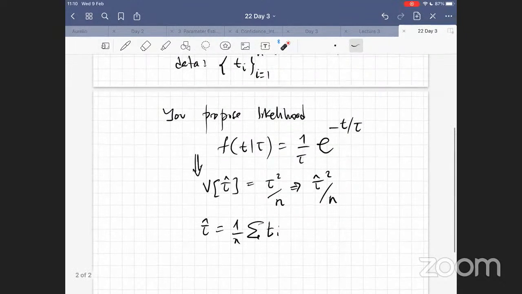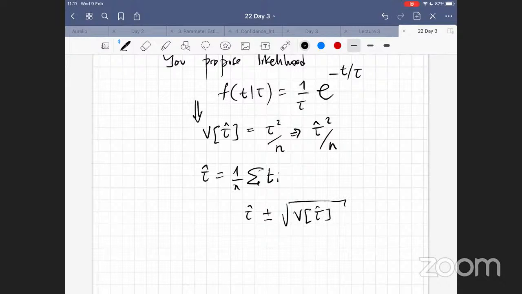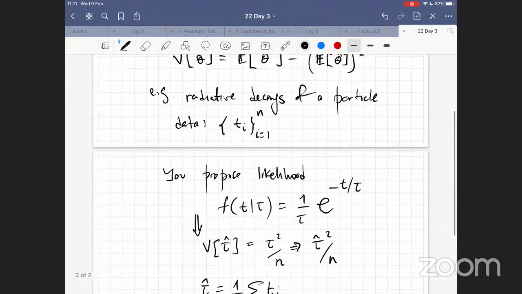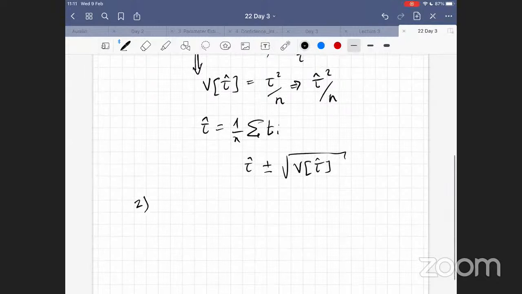So this is just a typical example where you can say, okay, I can really do this in a back of the envelope computation, and then you get the uncertainty of your estimator is just this one, or the square root of this one. So you would report something like the value of this plus minus the square root of this variance, okay? Fine. However, as you may already notice, this is a very simple situation and not very typical.